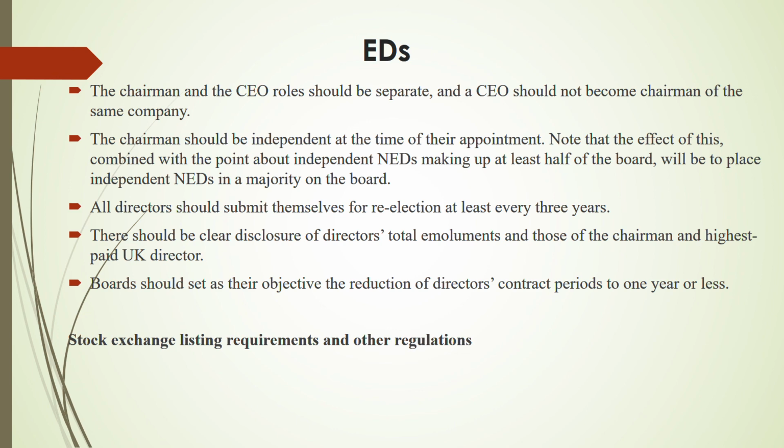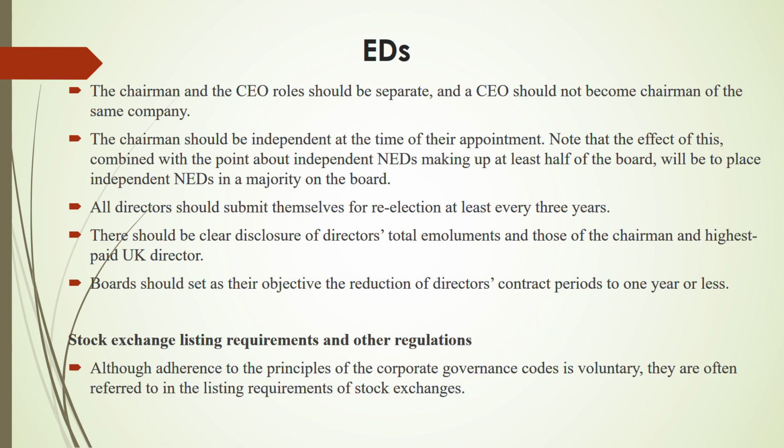Now I have come towards the end of this video. Stock exchange listing requirements and other regulations. What is it? You have to know that adherence to the principles of corporate governance, all what we studied in non-executive director, executive director, is voluntary. Voluntary means it's not compulsory. It's your wish, voluntarily if you want to do. But they are often referred to in the listing requirements of the stock exchanges. That means if you want to get a listing in the stock exchanges, you have to follow all this. There it's a must. That's why this is done by the listed company.